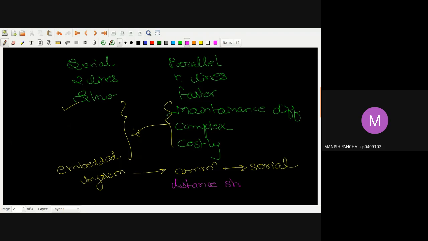if the distance is short, you can prefer parallel communication. If the distance is very large, you cannot prefer parallel communication because ultimately it will become very complex. You will need n number of lines, and the system will become very costly. And for maintenance, if one of the lines is not working, your information will be completely misaligned. So in this case, distance plays a very important role.